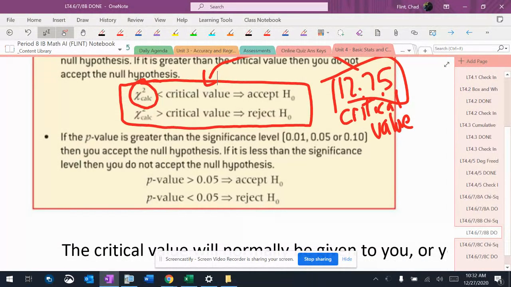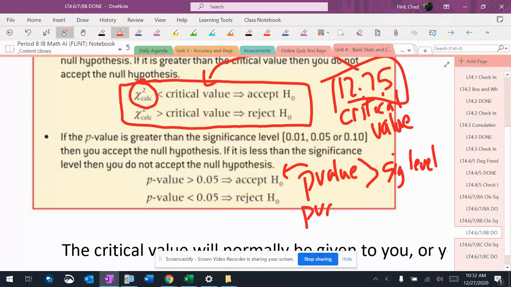The p-value, we can do the same exact thing with. The p-value gets compared to the significance level. Now we have to be careful here. I'm not sure why they have this written like this with the 0.05 in there. It should say: if the p-value is greater than the significance level, then you accept. And if the p-value is under the significance level, then you reject.